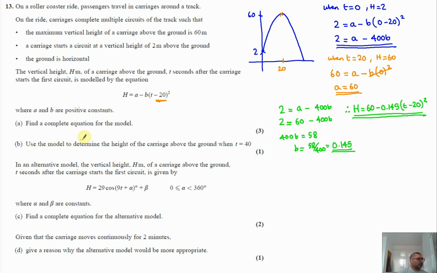And for part B, it says use the model to determine the height of the carriage above the ground when t equals 40. So it's just using that formula now. So the height will be 60 minus 0.145 times 40 minus 20 squared. Entering that into our calculator, our height there will be 2 meters. So 40 seconds in, it will be 2 meters.